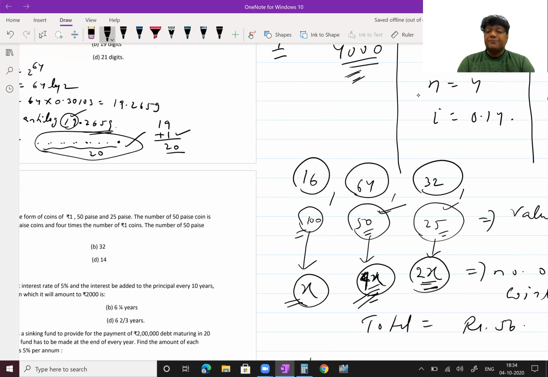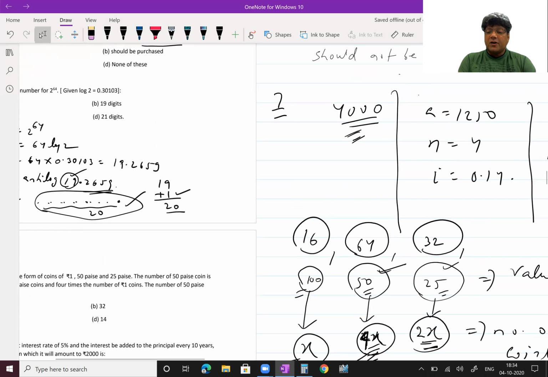Now we'll check it. 16 into 100. That will be how much rupees? 16 rupees, because 100 paise. 64 into 50 paise, so 64 into half rupee, that is 32 rupees. Plus 25 paise coins means 1/4 rupee, so 1/4 of 32 will be 8 rupees. Check how much it is: 16 and 8, 24. 24 plus 32 is 56.